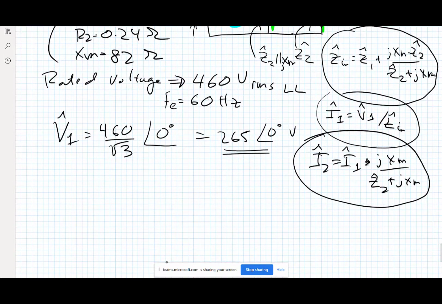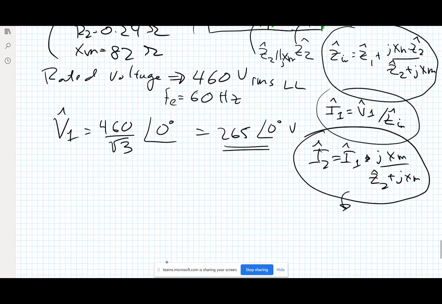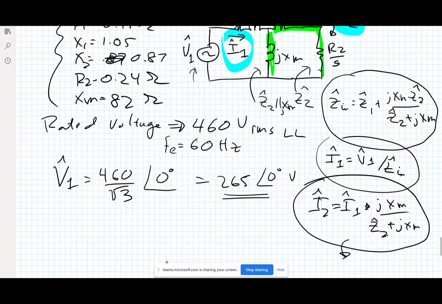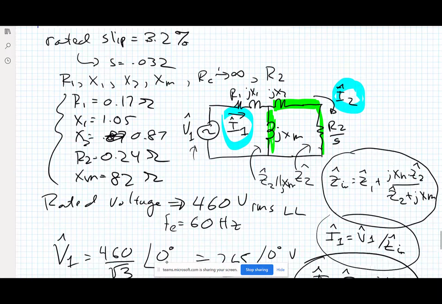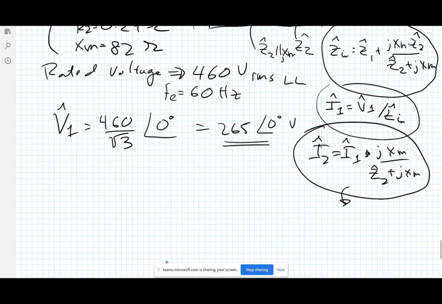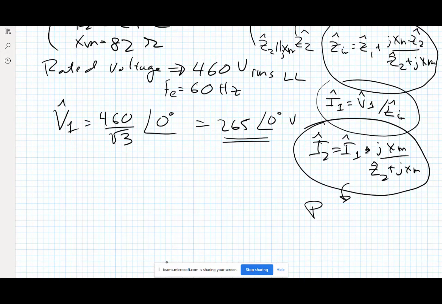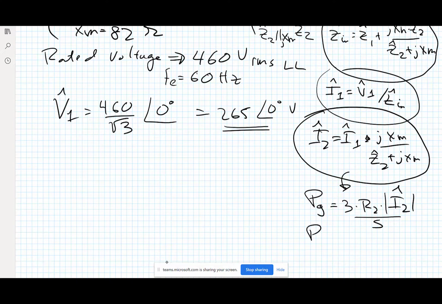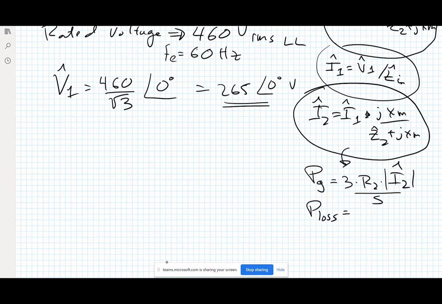I've got that. Then I can find the rated torque. It'll be helpful for me to say that P gap is equal to 3 times R2 times the magnitude of I2 squared, divided by S. And I could find the losses in the rotor, which is 3 times.